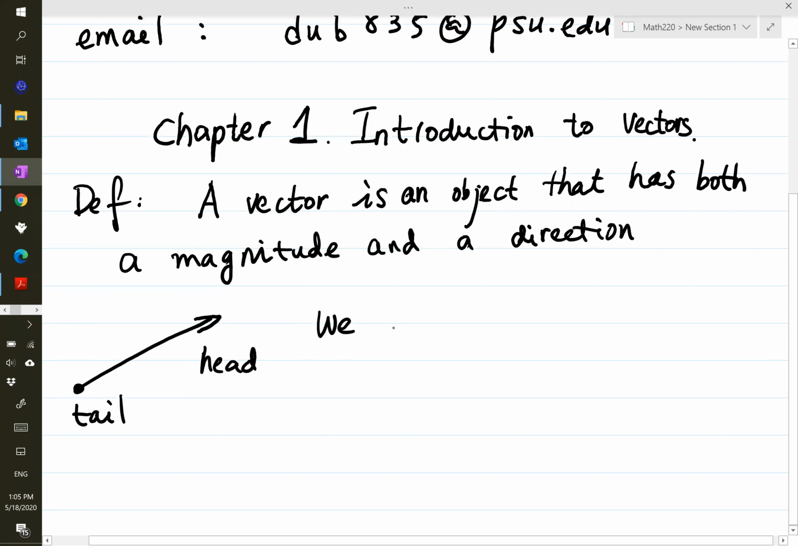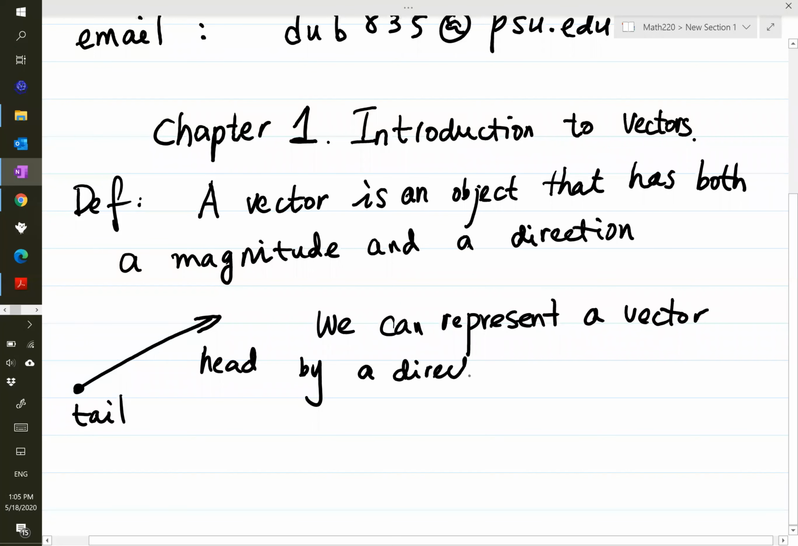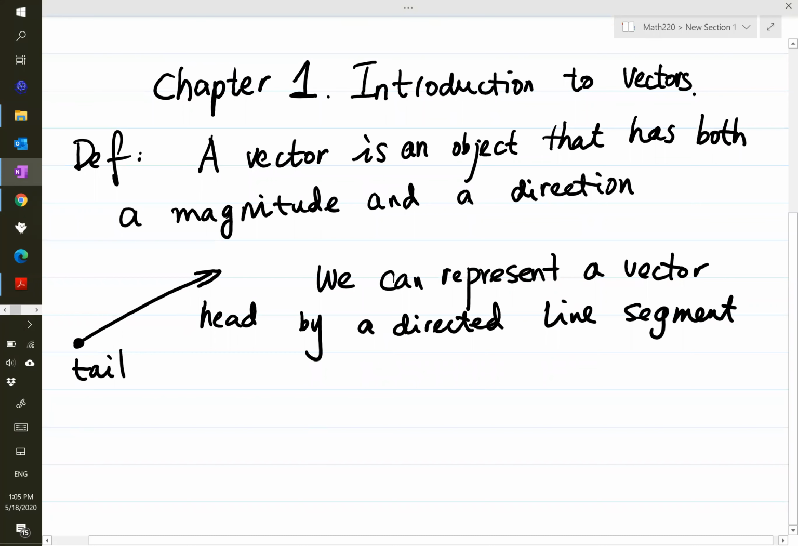Okay, we can represent a vector by a directed line segment. The length of this line segment is the magnitude of the vector. And the direction of this vector is just from its tail to its head. The length of the line segment gives us the magnitude.